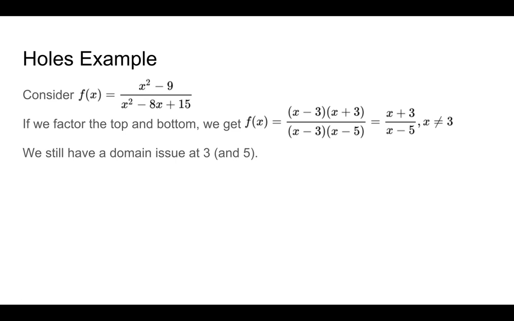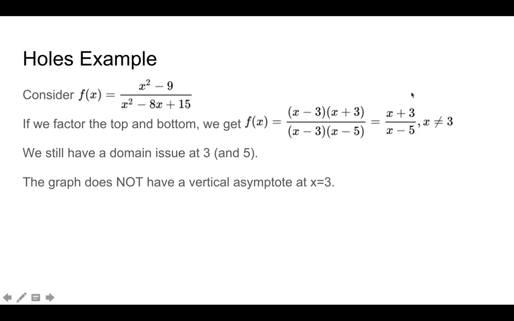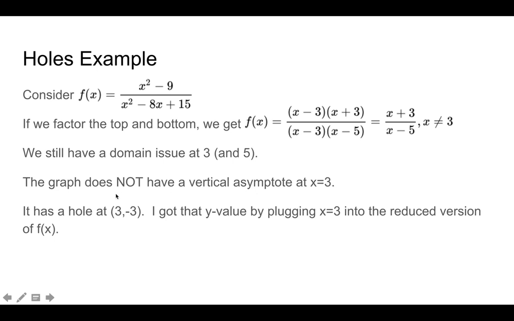So we still have domain issues at 3 and, of course, at 5. The graph will have a vertical asymptote at 5, x equals 5, because of this reduced form. But we don't get a vertical asymptote at 3. Instead, we'll get a hole at 3. And the y value, a hole, is just where a point should be. To find that y value, we take this reduced version and plug in that number that we're not allowed to plug in the full version. So I go over here, plug in x equals 3 into this version. 3 plus 3 is 6. 3 minus 5 is negative 2. 6 over negative 2 is negative 3.